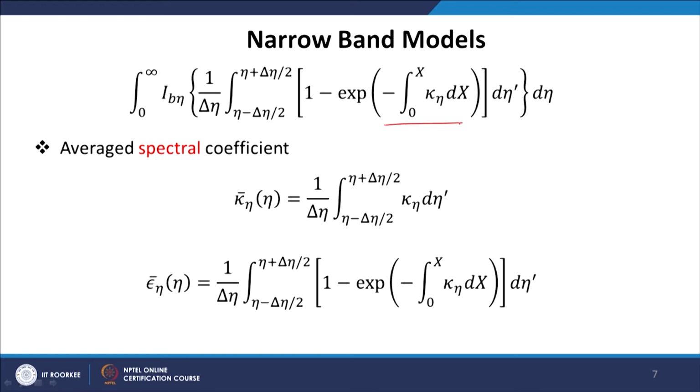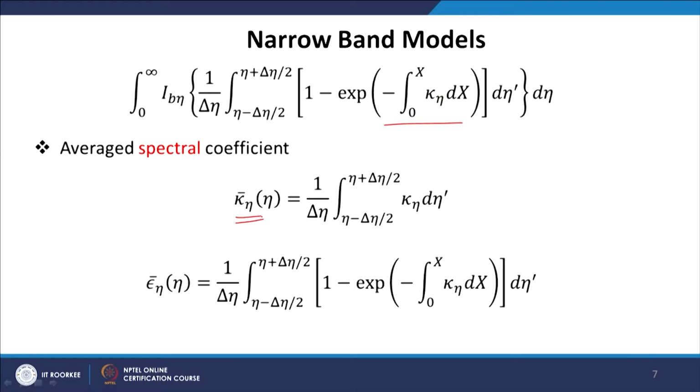So, we also take the average over the small narrow band, and we define two quantities: average spectral absorption coefficient and average spectral emissivity. So, this is the spectral average absorption coefficient, and this is the spectral average emissivity. Now, we are using both spectral and average.